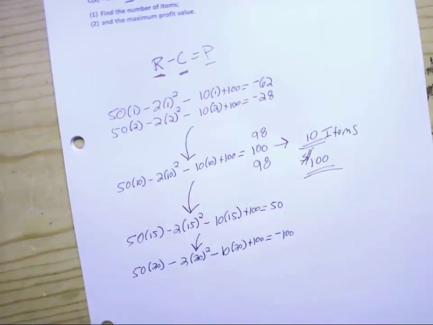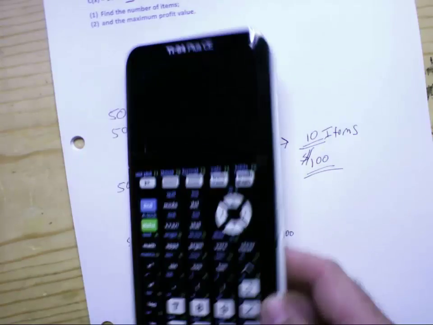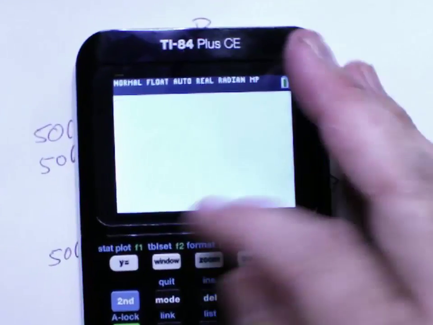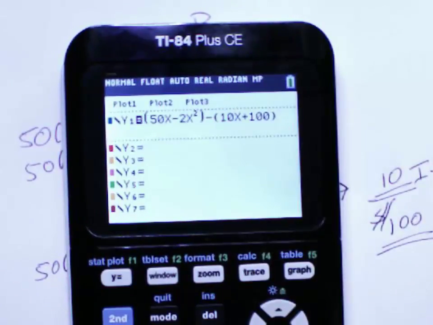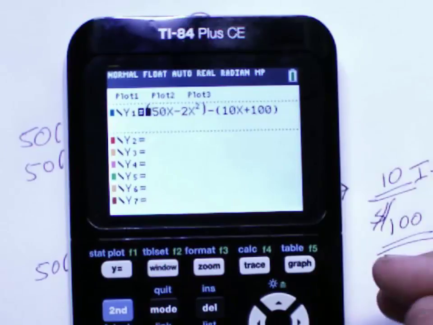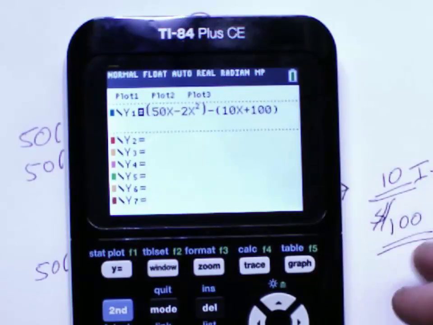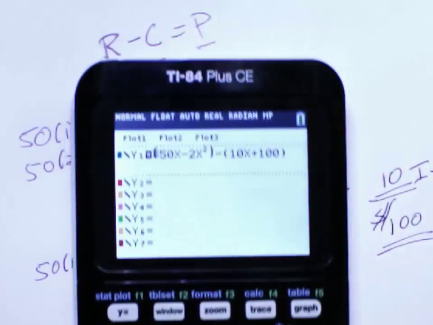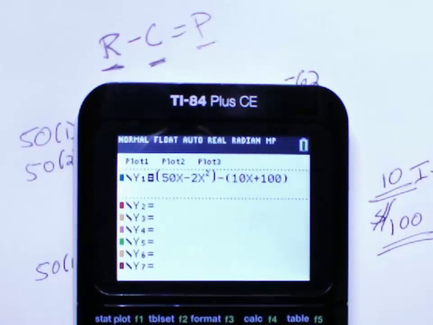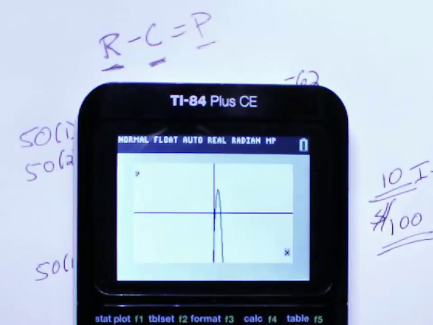If we work this out on a calculator, which is the second way to do this, and which is what I recommend, you put it in the function editor, and what you do is you put in your revenue function, and then you put in your cost function and subtract it just like we've been doing. And just to see what it looks like, we can graph it, and it's just a little parabola.